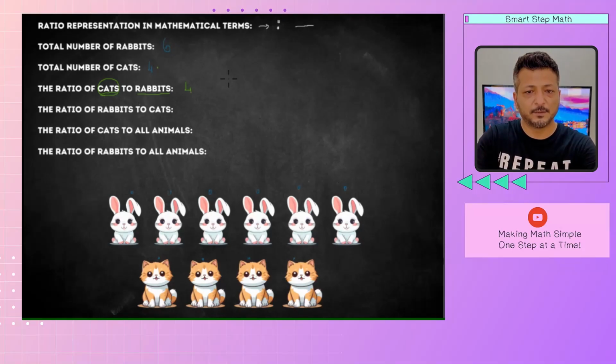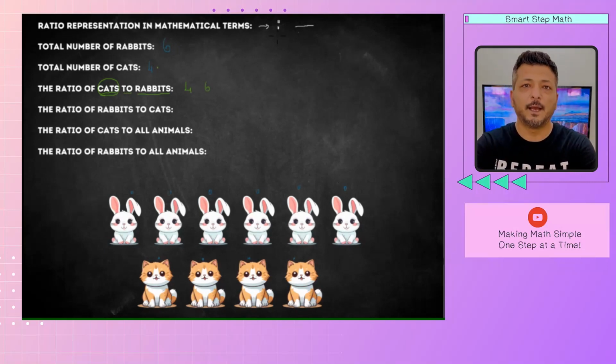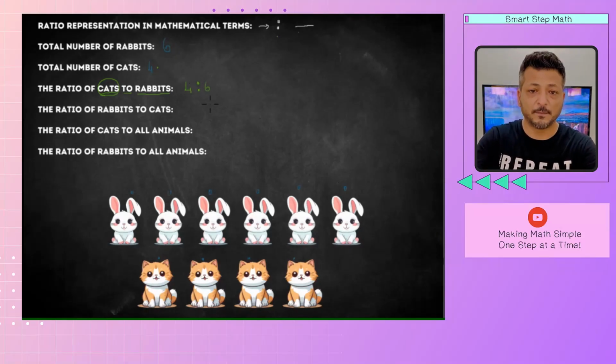So when it says the ratio of cats to rabbits, I need to express this mathematically, either using a fraction line or a colon, and I can represent my expression as 4/6. Would it be wrong to write the same representation like this? Of course not. It is a perfectly natural and normal representation. The expression 4 divided by 6 also shows the ratio of cats to rabbits.